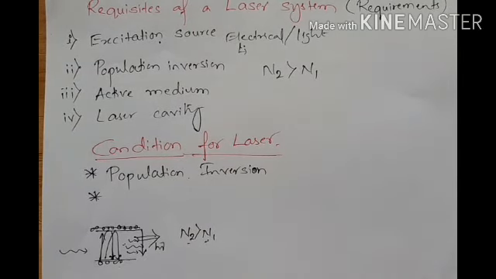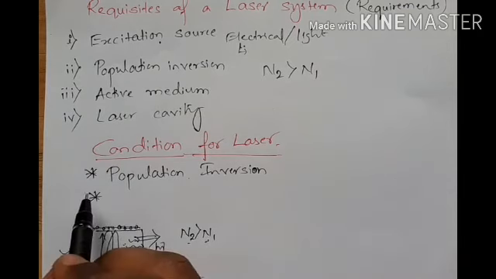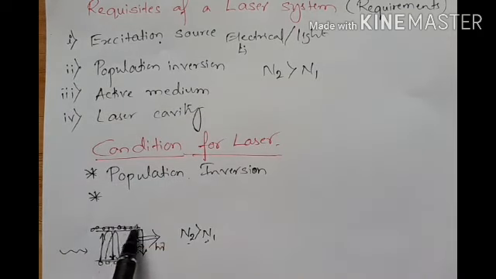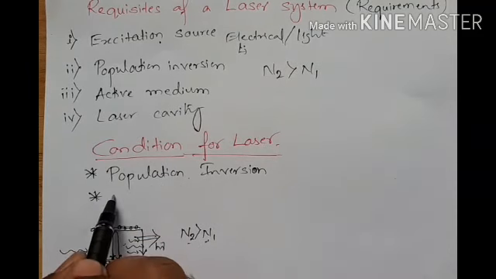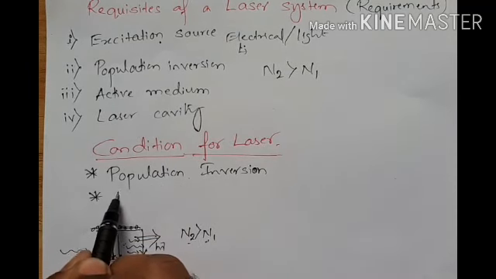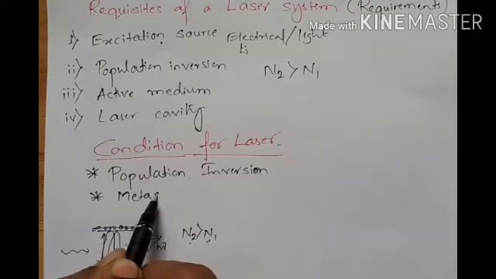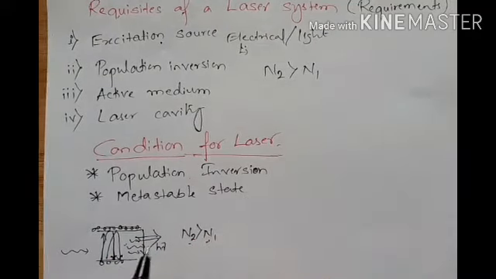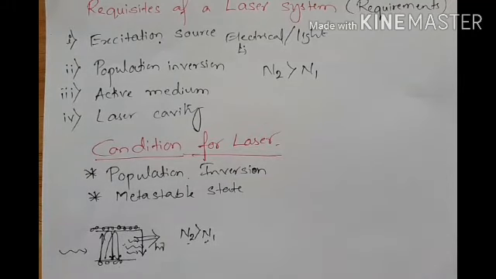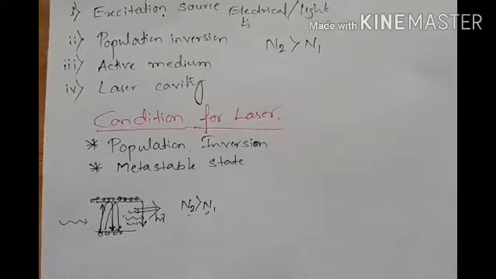To achieve the population inversion, we have to create another state. This state should be stable. How to make it stable? We have to create another state, and that state is called the metastable state. So what is this metastable state?